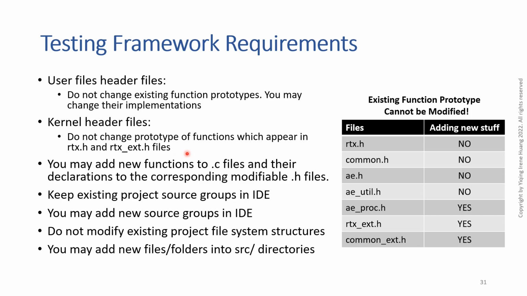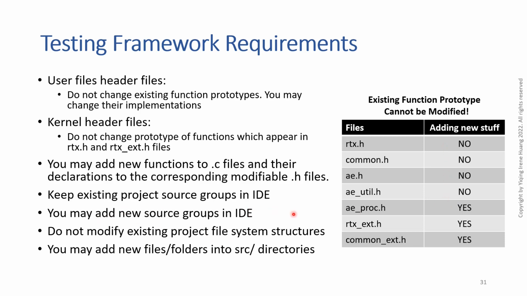Kernel source code, you can add new source code. You can add new functions to the existing files as well. And if you want to add new functions to existing C files, then the declaration of the function prototype needs to be added to the corresponding modifiable .h file. That basically means if you create a new function in a C file, and you want to add this function prototype to one of these header files, that's not allowed. You can only add to the .h files that are not one of these.